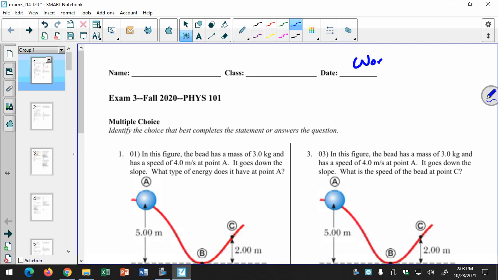Work, we've already seen that. I remember work is equal to F D cosine theta. We'll work some problems like that. And then also energy. We'll see two different types of energy. We haven't seen this in class just yet, but we'll see two types. That's potential energy and kinetic energy. We've seen those in Word.